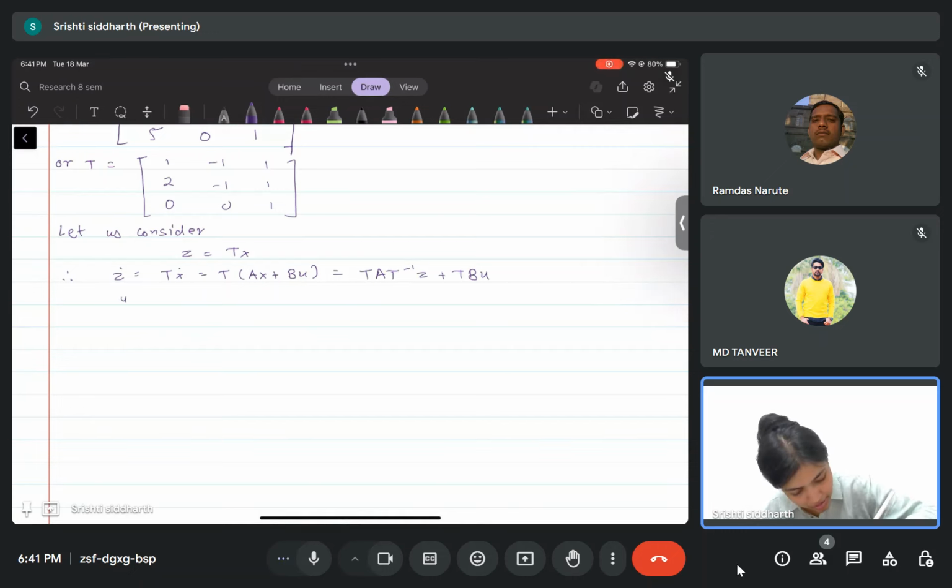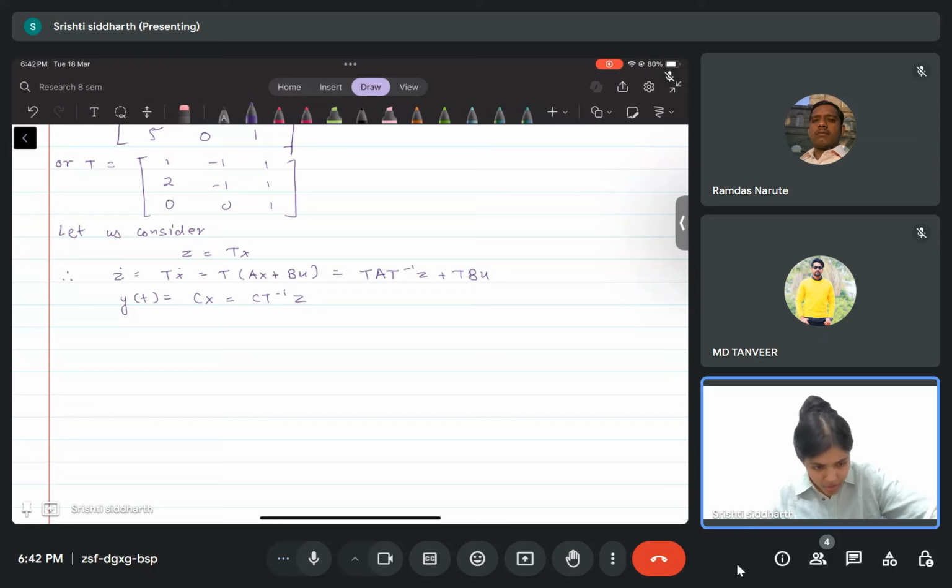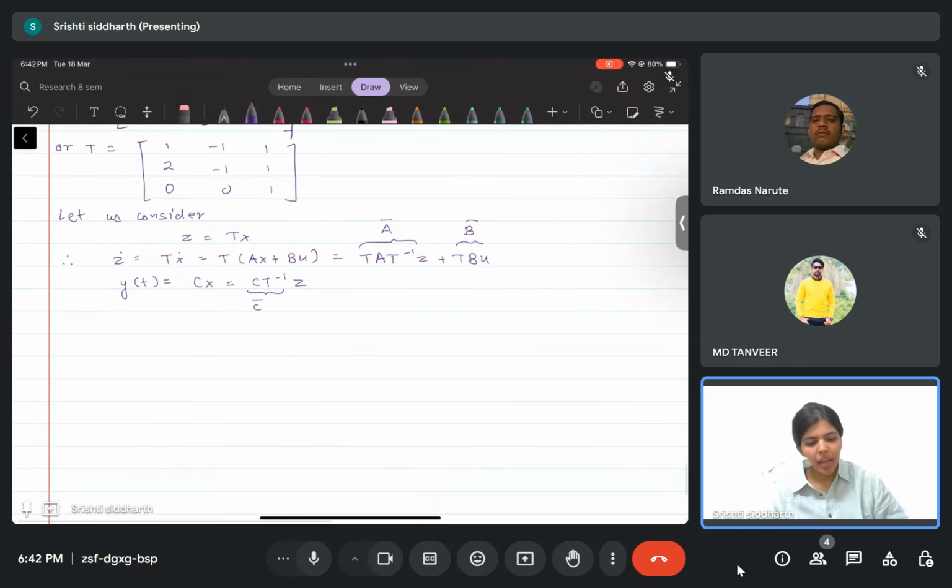And similarly, we have Cx, which is C T inverse Z. So this is the new A matrix, let's say A bar. This is B bar. This is C bar. So we already have A and we have also found a transformation matrix T. We have chosen one. So I'm going to write this down as A bar equals T A T inverse.